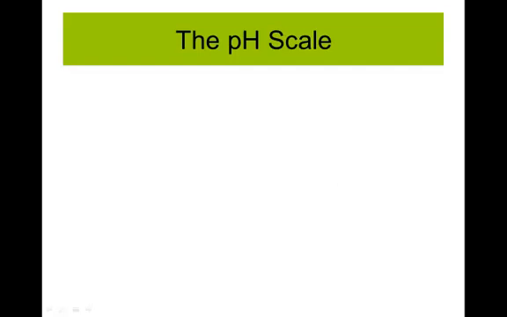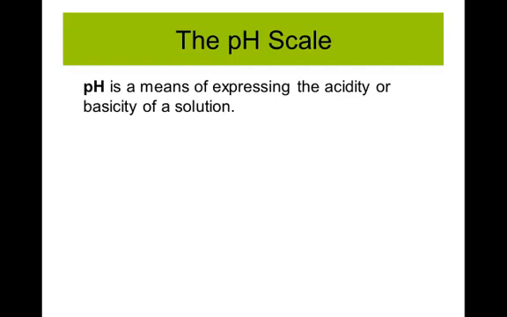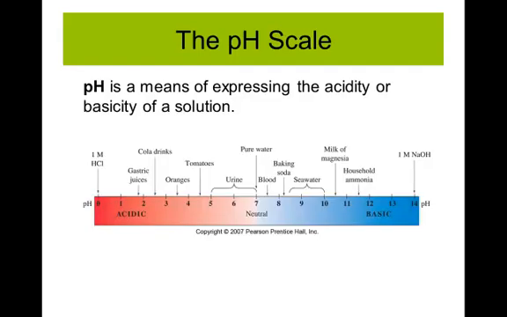So the pH scale is a way that we measure whether a substance is an acid or a base, or how acidic or basic it is. So it tells me about the strength of an acid or base. And when we talk about pH, pH tells us, like I said, the acidity or the basicity of a substance. And we have this scale which is called the pH scale.